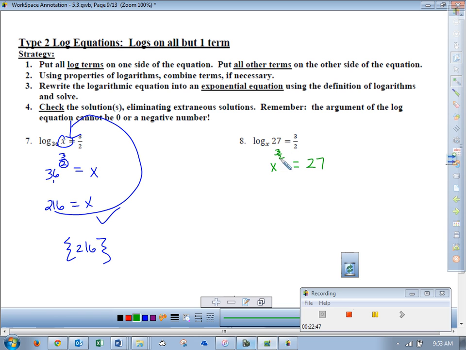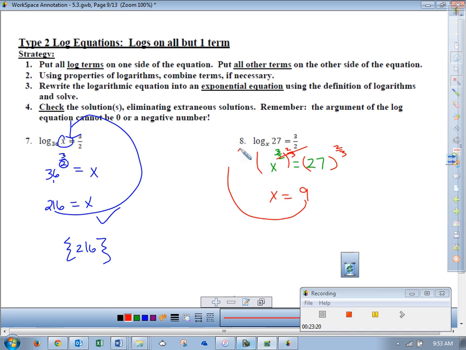Correct? How do you solve for x? Well, you get rid of this power. How do you get rid of that power? You would raise both sides to the reciprocal power. Since that's to the 3 halves power, I will raise both sides to the 2/3 power, because when you do power to a power, you multiply those together, and they turn out to be 1. Then you need the cube root of 27, which is 3 to the second power, 9.